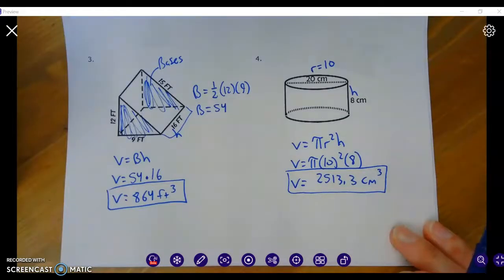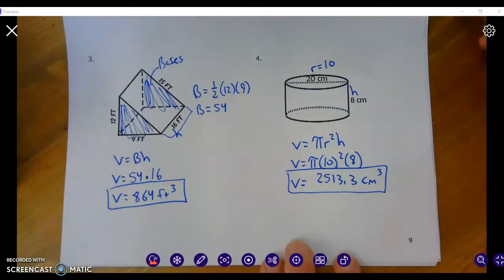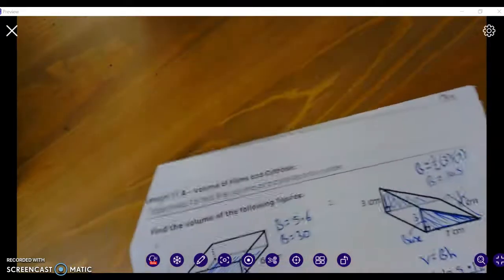Okay, and that is how you find the volume of a cylinder. Go ahead and pause the video if you need more time for these questions. I'm going to flip to the next page for 11.4.